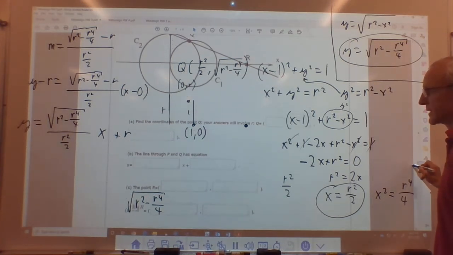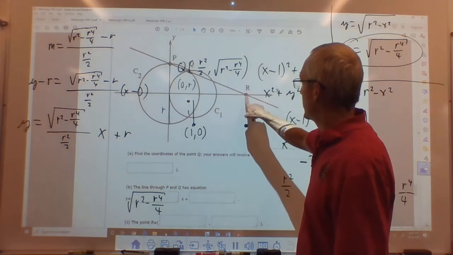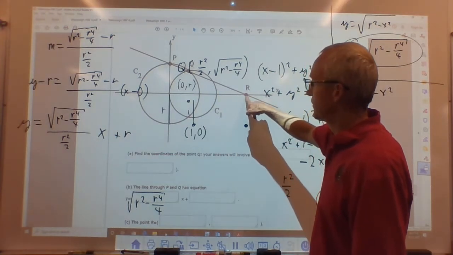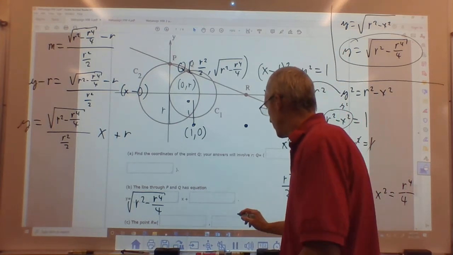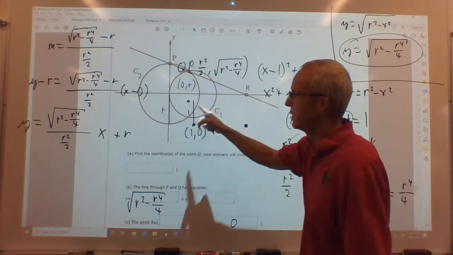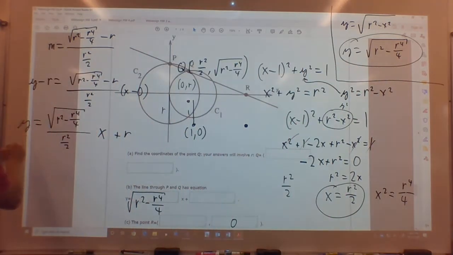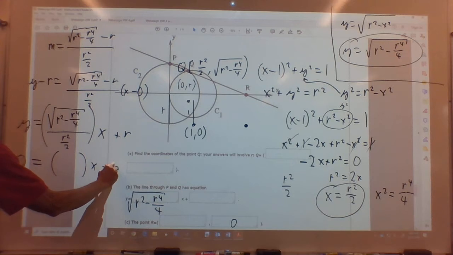The point R is where y equals 0, right? The point R is when y equals 0. So we just need to know the x value of R, because obviously the y value is 0. That's the definition of the point R. So what's the x value? You plug in 0 here and you solve for x. So you have 0 equals all this stuff here times x plus r.